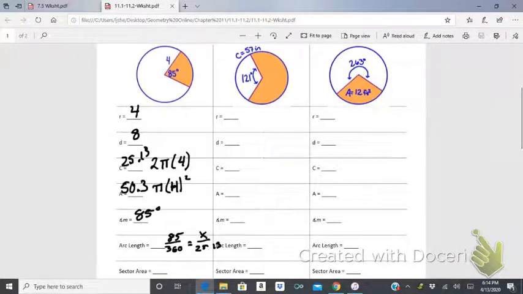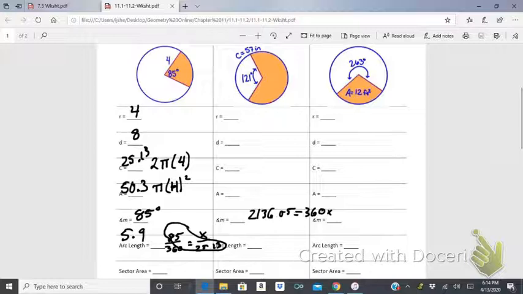Now I'm going to write over on the other side just so that I don't run out of room. What I'm going to do is cross multiply. I'm going to do 85 times 25.13. So 85 times 25.13 is 2136.05, and that's going to be equal to 360x. Now I'm going to divide both sides by 360, and when I divide both sides by 360, I end up getting 5.93. I'll just call it 5.9. Okay? So that's what that one looks like.